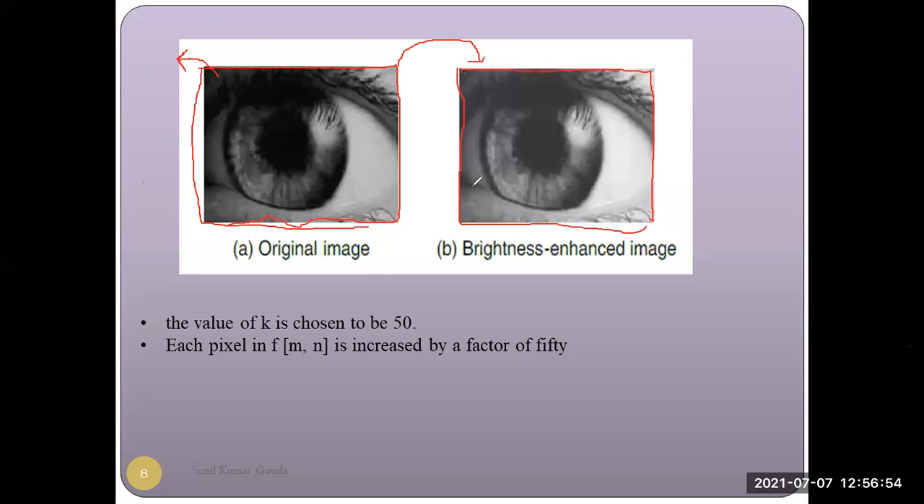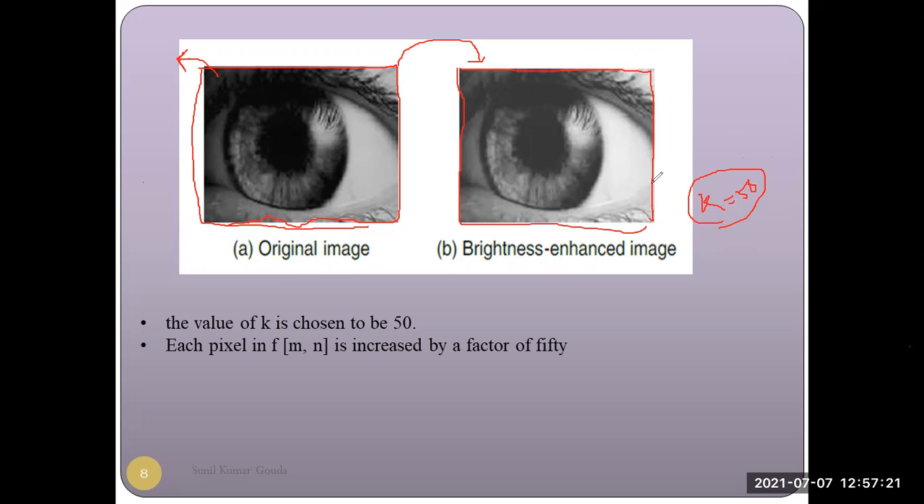So how is it obtained? In this case, we have chosen the value of k equal to 50. This 50 is added to each pixel value of the original image. Fine.